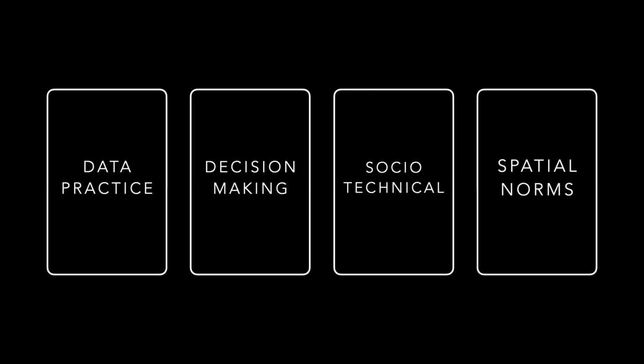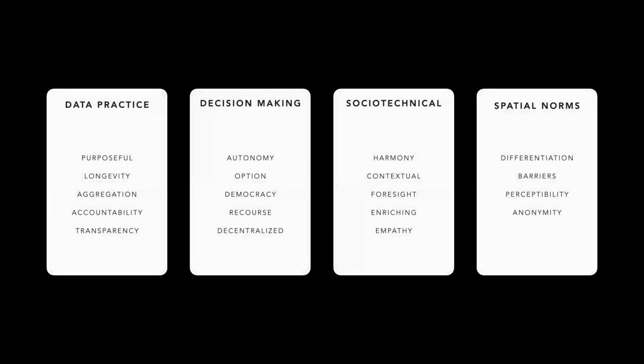Lastly, I used my insights to do an early synthesis of the values that emerged. There are 4 broad categories that I have identified. First, data practice, then decision-making, third, socio-technical, and fourth, spatial norms. There are multiple values under each category. So far, I'm at 14 or 15.